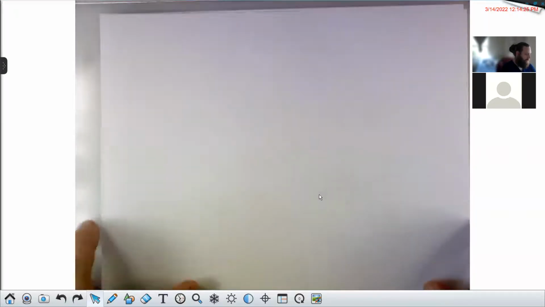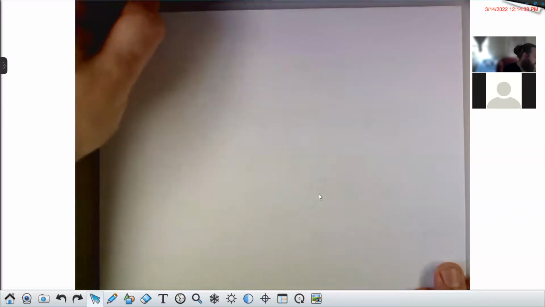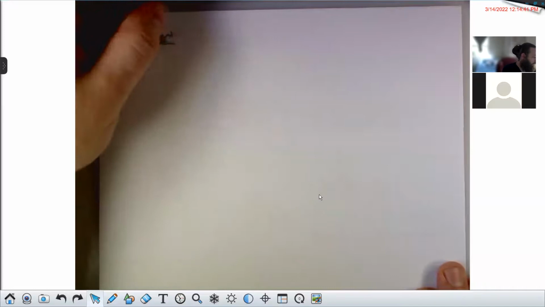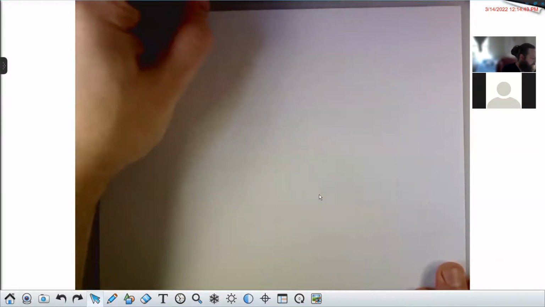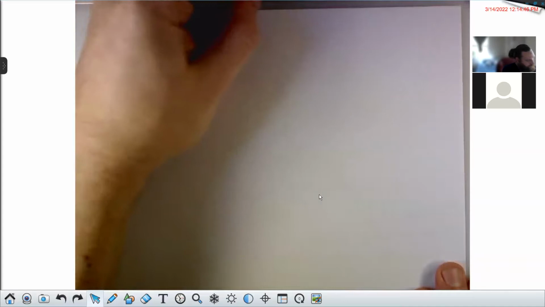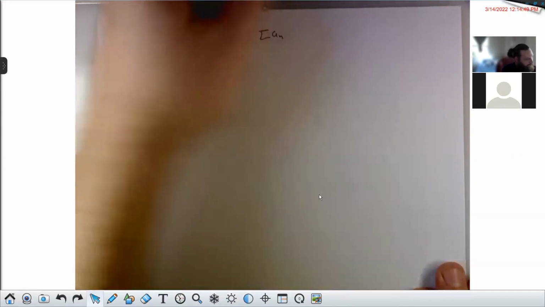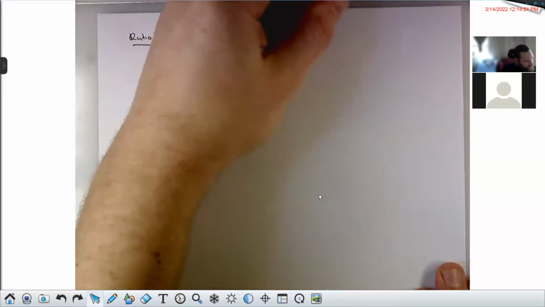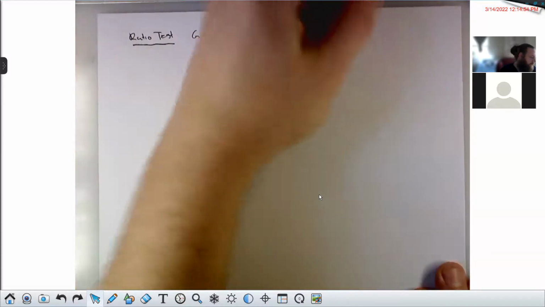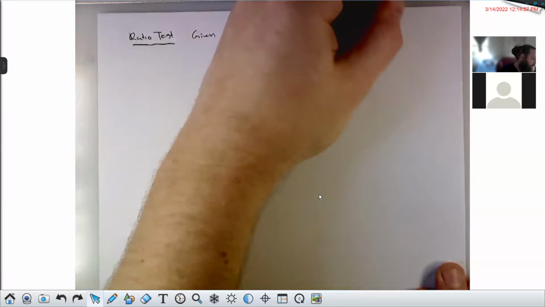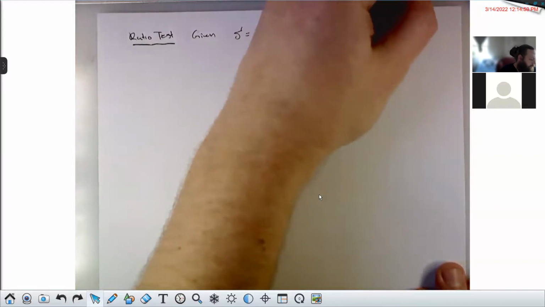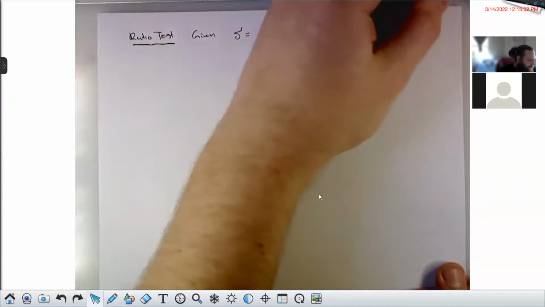The ratio test does the same thing, but instead of taking an nth root of the nth term, it takes a ratio of consecutive terms, which is more in line with how we defined the common ratio. So this is called the ratio test. And it says, given S equals sigma an, calculate L as the limit as n goes to infinity of the absolute value of an plus 1 over an.